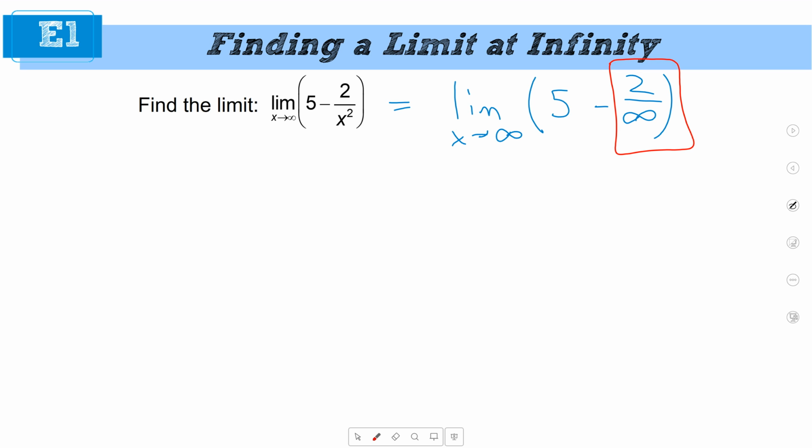What does it get closer and closer to? 0. Very good. So this would go to 0, and therefore, our answer would be 5. One way to solve the problem. There are others that I'll cover in a second. Are we good with that?